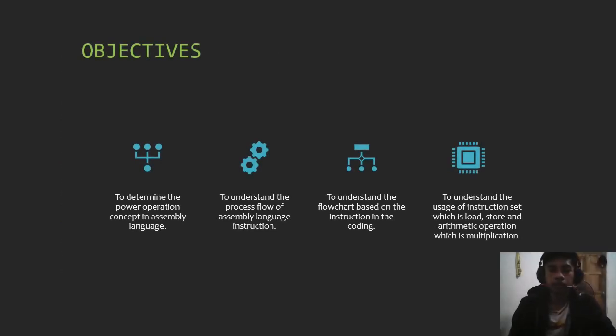Go to the next part, which is the objective. For this mini project, we can determine that there are four objectives. First, to determine the power operation concept in assembly language. Second, to understand the process flow of assembly language instructions. Third, to understand the flowchart based on the instructions in the coding. And lastly, to understand the usage of the instruction set, which is load, store, and arithmetic operation, which is multiplication.